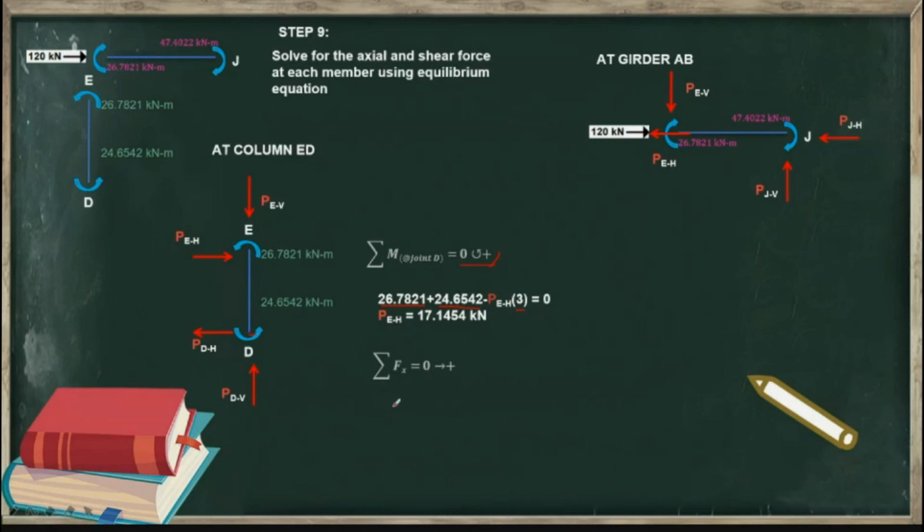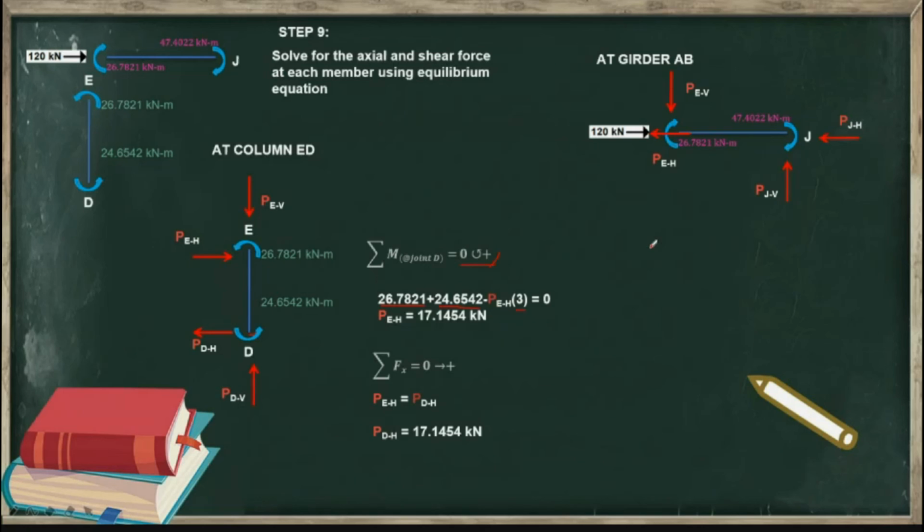So, sunod naman kay summation of forces horizontal naman tayo. And going to the right is positive. So, meron tayo, dalawa lang naman ng forces horizontal natin. So, therefore, PEH is equal to PDH. So, PDH is 17.1454 kilonewton. So, next naman, dito, si PEV at PDV, hindi pa natin sila makakompute kasi para silang unknown, hindi tayo pwedeng mag-forces vertical and hindi tayo pwedeng mag-moment dahil wala tayong ibang pag-moment, makakancel lang sila. Tama? Madi-disregard lang sila. So, proceed tayo kay girder AB.